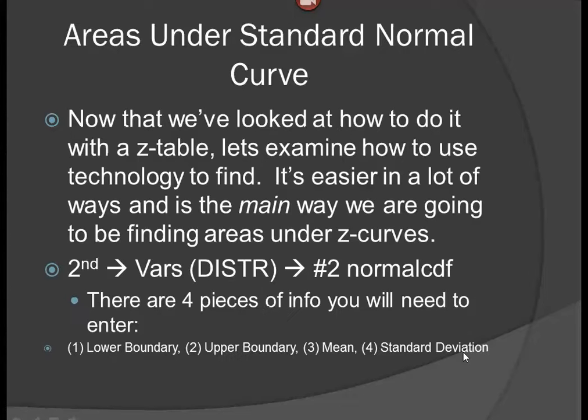Let me say one more thing about this. For a standard normal curve, the mean is always 0 and the standard deviation is 1. So if the lower and the upper boundaries that we're going to be entering are z-values, which we'll start off with, then the mean and the standard deviation are just going to be 0 and 1.